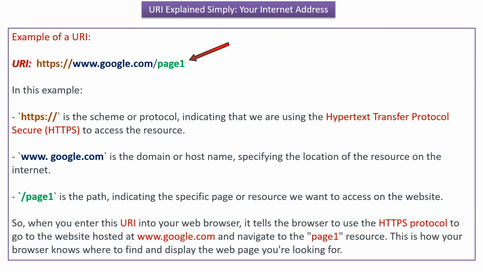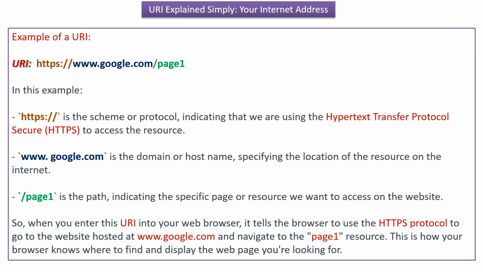Here you can see an example of a URI, https://www.google.com/page1. In this example, HTTPS is nothing but the scheme or protocol, which indicates that we are using the Hypertext Transfer Protocol Secure, or HTTPS protocol, to access the resource. www.google.com is nothing but the domain or host name, which specifies the location of the resource on the internet. Page1 is nothing but the path, which indicates the specific page or resource we want to access on the website.